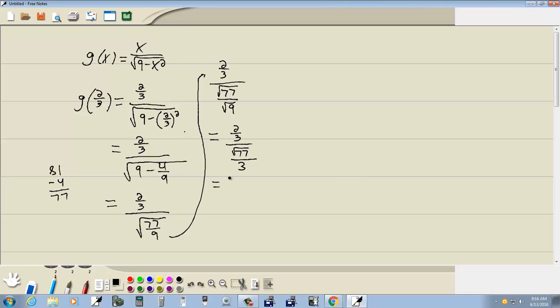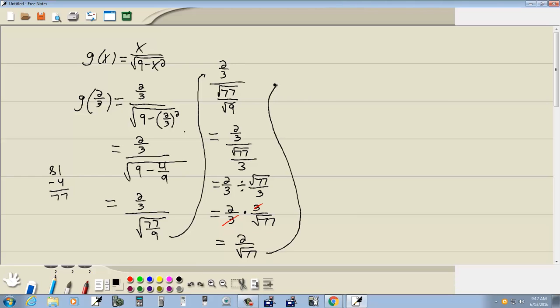Now what this looks like is we got a single fraction divided by a single fraction. So if I write that out this way, we got 2/3 divided by square root of 77 over 3. Remember, we never actually divide. We immediately rewrite as multiplication. So I'll flip the second fraction. Take reciprocal of it. So this is 3 over square root of 77. Then the 3's would cancel. And we'd end up with 2 over square root of 77.